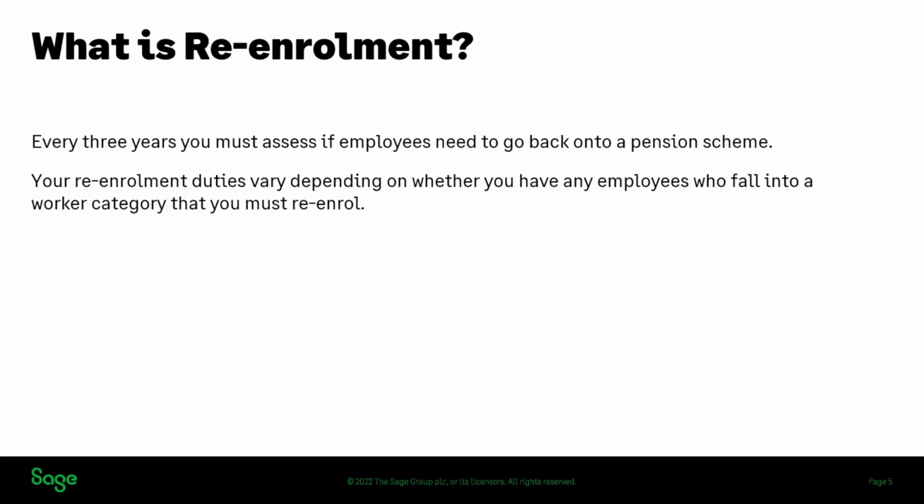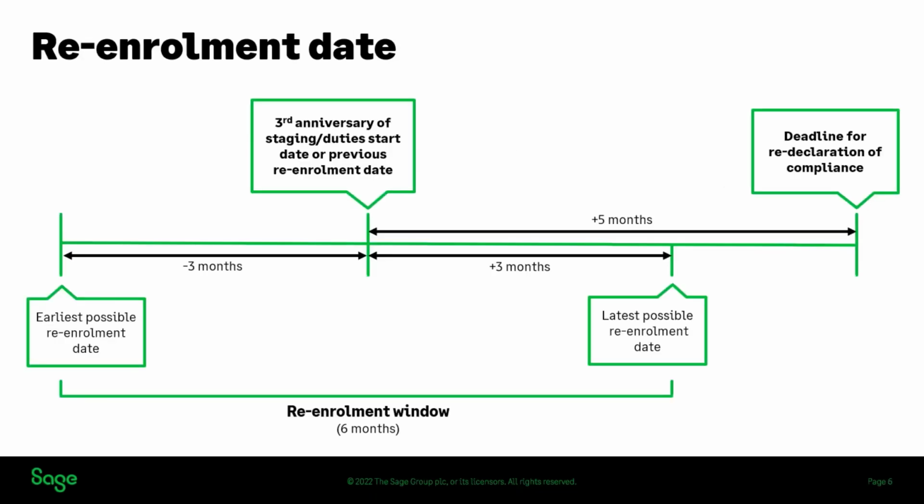What I want to show you now as well is a quick timeline with the re-enrollment dates. So we'll start with the 3rd anniversary, so that point in the middle there. So 3rd anniversary of your staging or duty start date, or previous re-enrollment date, which is what we're coming up to now for a lot of people being the 2nd time. That leaves you with a 6-month window. So you've got a 6-month re-enrollment window. And that goes from 3 months prior to that 3rd anniversary to 3 months after that 3rd anniversary. So that's your 6-month window, going from 3 months prior to 3 months after.